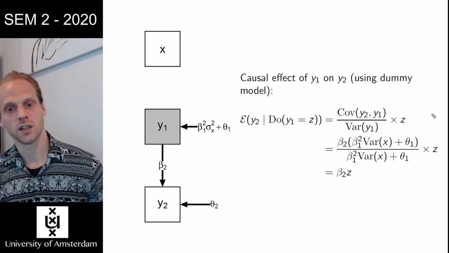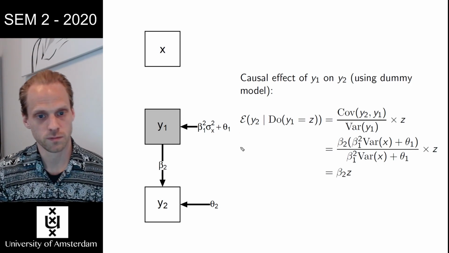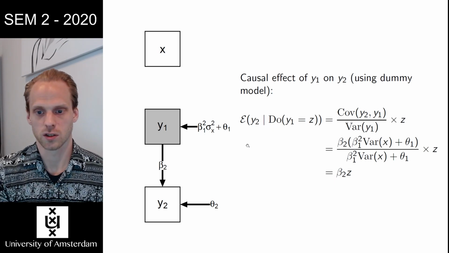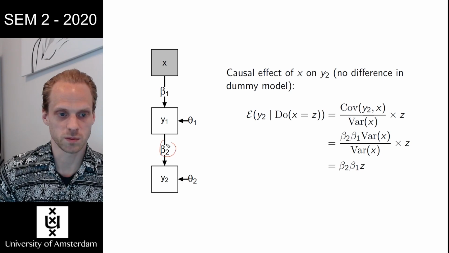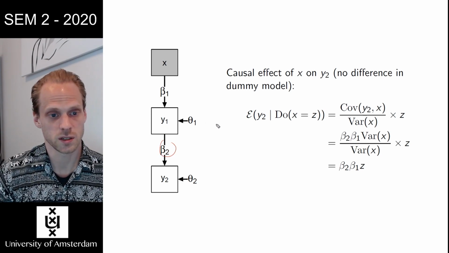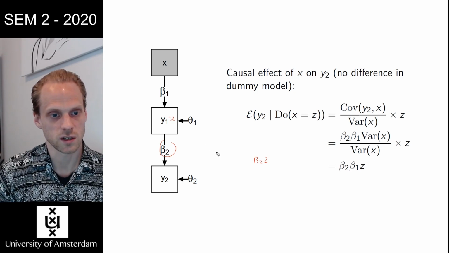All right, so now let's intervene on y1 instead. So I can create a dummy model. The first thing I can do actually is show the total effect of y2 on y1 would simply be only this part, so beta 2 times the value y1 takes. So that's beta 2 times z in that case, right, if this is z.